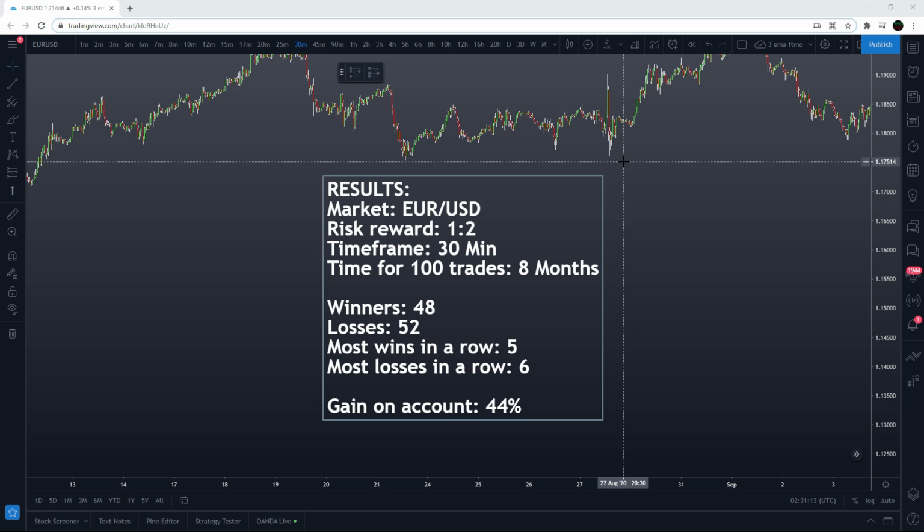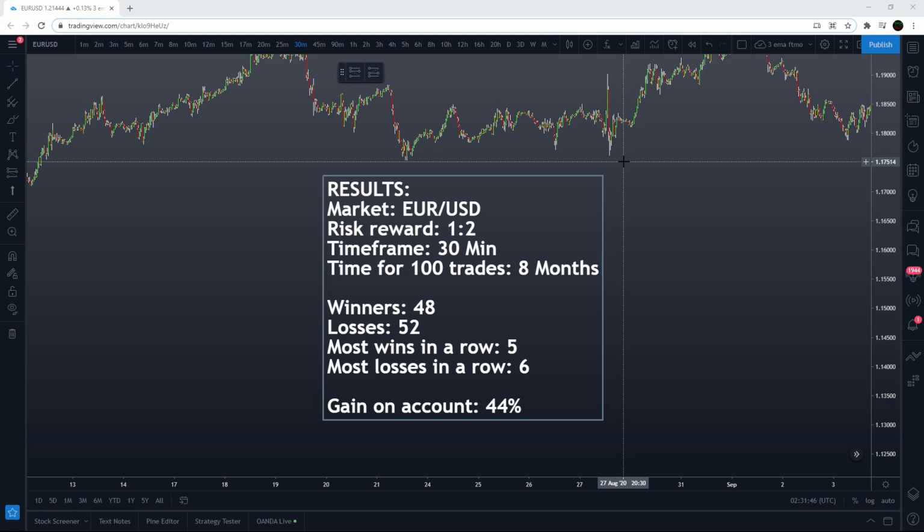Most wins in a row is 5, and most losses in a row is 6. So the RSI test was 4 and 4. So RSI still seems a little bit better there as well. And then the gain on the account, 44% here and 62% on the RSI test. So quite a bit better on the RSI test. And, you know, once again, it kind of falls in that range of normal variance between each sample size of trades that you test. So I can't make a conclusion on which one's better based on this.